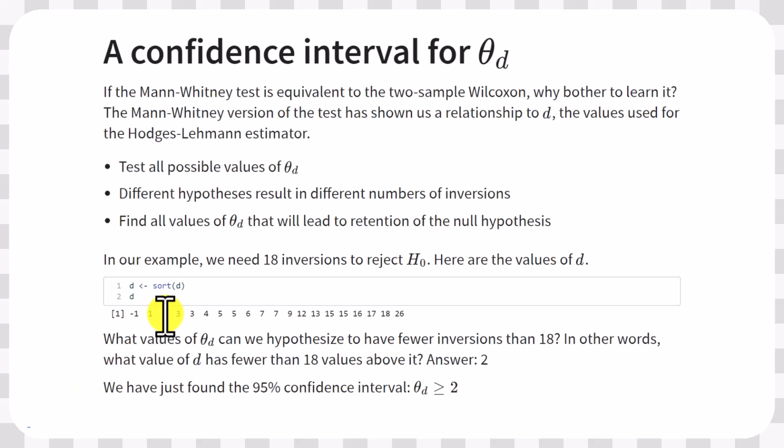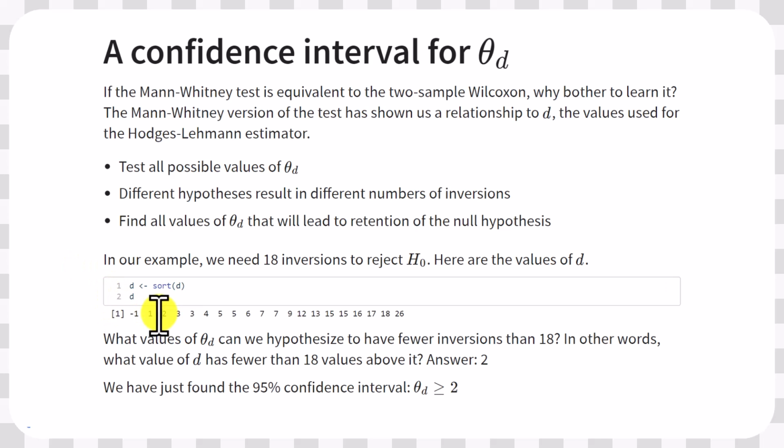What about if we hypothesize a value of 2? Will that reject? No. We have 17 values above 2, 17 inversions, and that is fewer than 18, the critical value. Therefore, we will not reject the null hypothesis. 2 will be in our confidence interval. Let's take it a step further and move in between here.